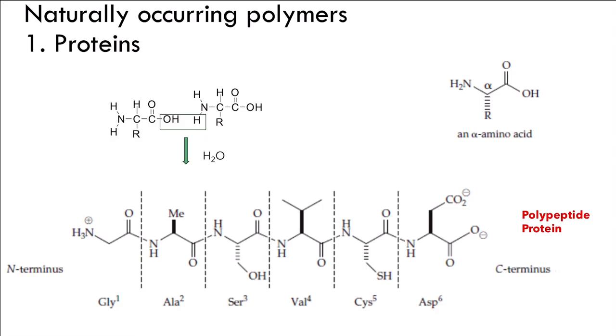Naturally occurring polymers, we have proteins. Proteins are formed of a polypeptide chain where there are many amino acids linked together. They form the peptide bond, and the small molecule removed here is also water.